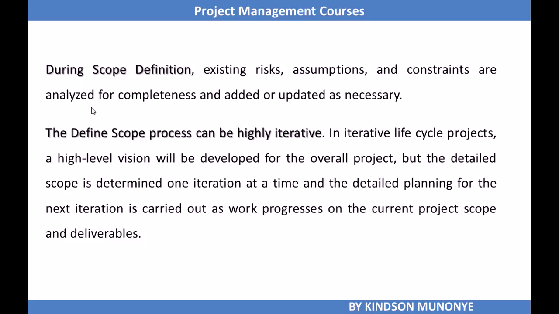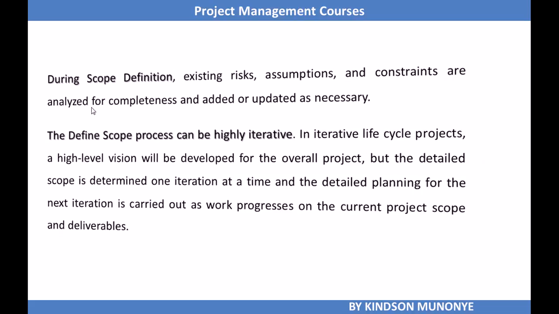Now, the define scope process can be highly iterative. It means that it repeats itself from time to time. In an iterative lifecycle project, a high-level vision will be developed for the overall project, but the detailed scope is determined one iteration at a time, and the detailed planning for the next iteration is carried out as work progresses on the current project scope and deliverables.